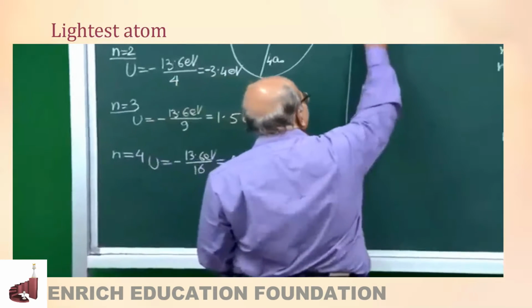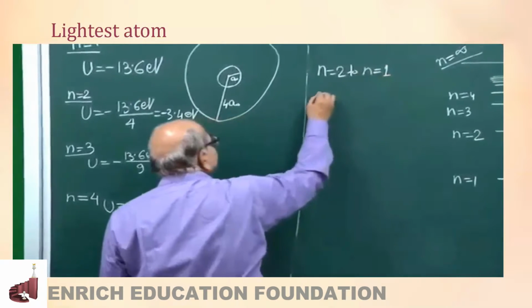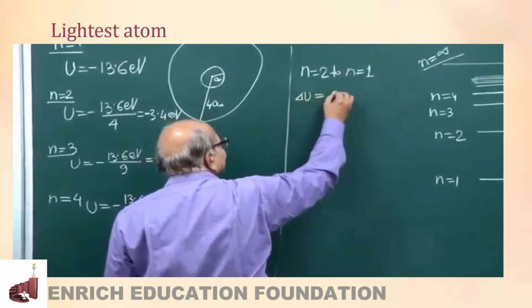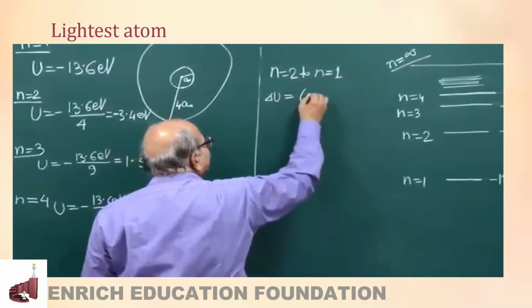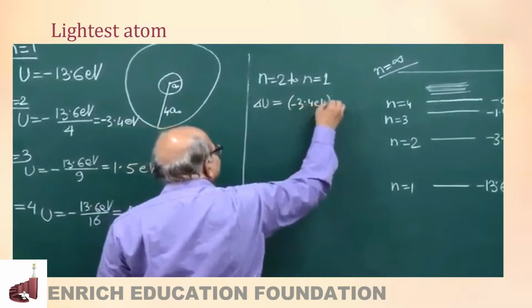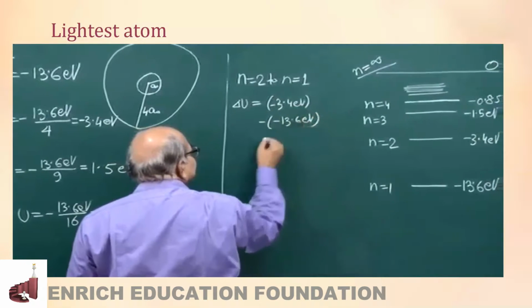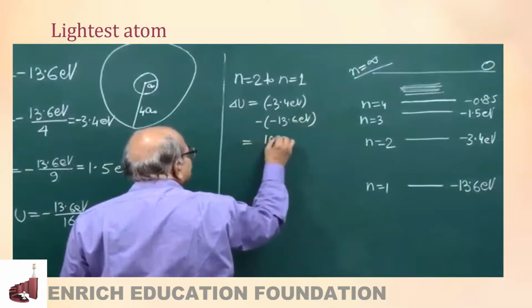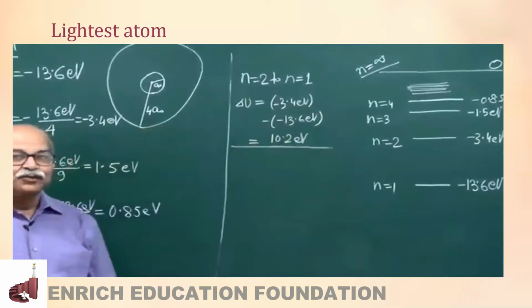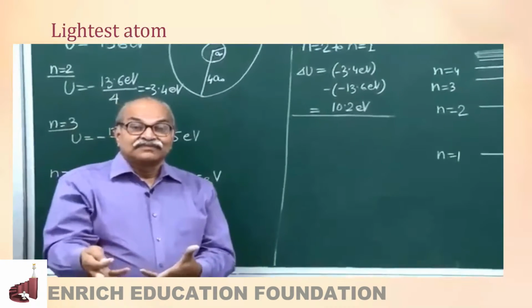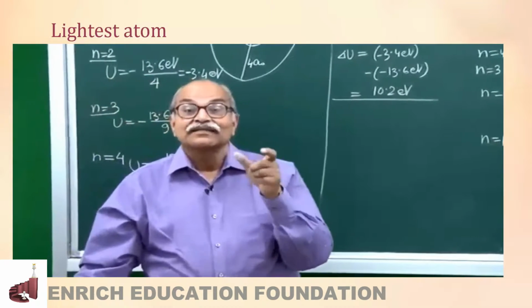Okay, so if it goes from say n equal to 2 to n equal to 1, this extra energy is the difference. Initially it had minus 3.4 eV energy, and then finally it has minus 13.6 eV. So this is 10.2 eV. It should emit 10.2 eV in some form. And in what form? It emits in the form of electromagnetic radiation.